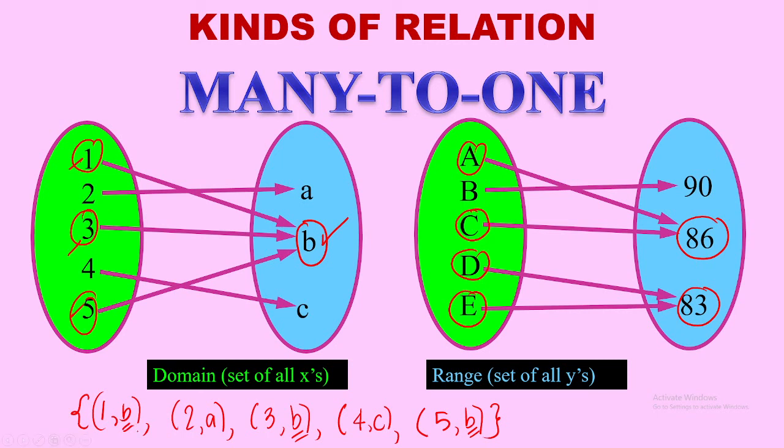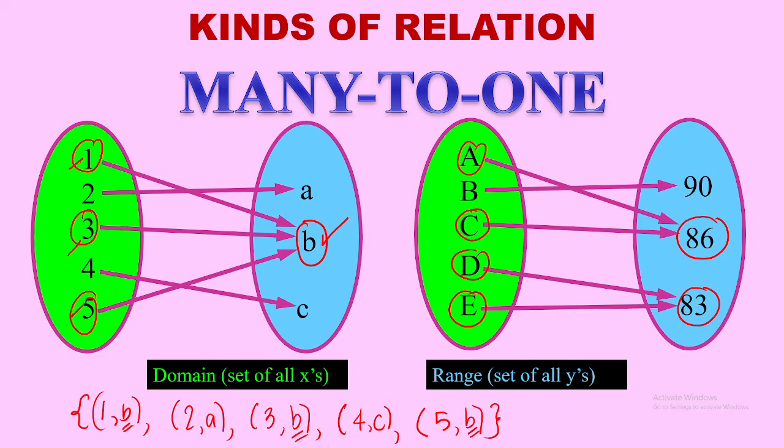Therefore, in one-to-one, there is no repetition in the domain and no repetition in the range. In many-to-one, the repetition will be seen in the range. No repetition in the domain.